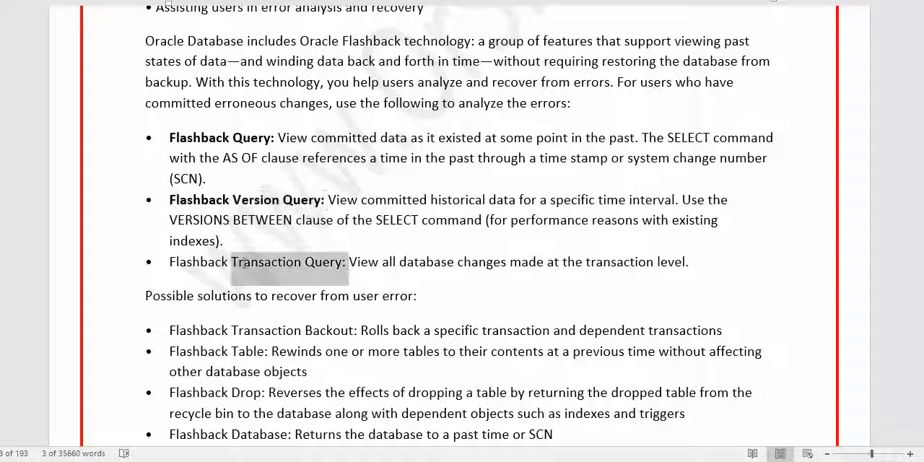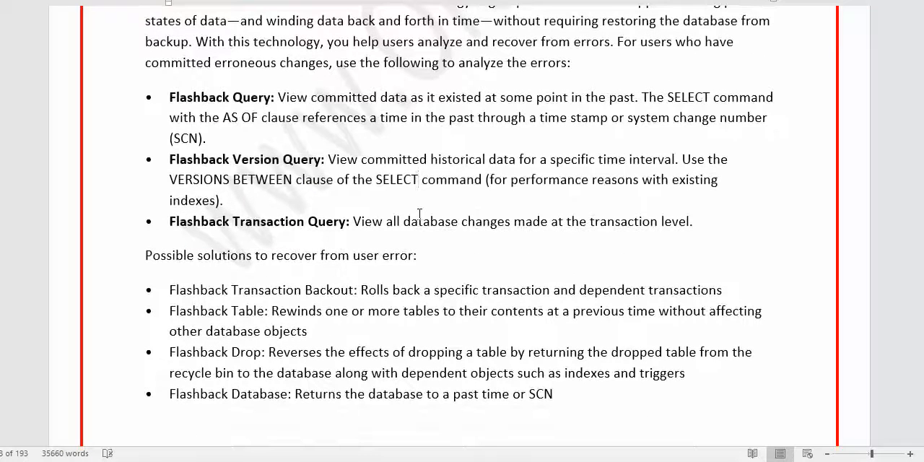But most of the times DBAs will have these privileges enabled. In case they want to give these privileges to the end users, you need to create a role and assign that to the end user. Alright. Now the next thing is, what are the possible solutions?